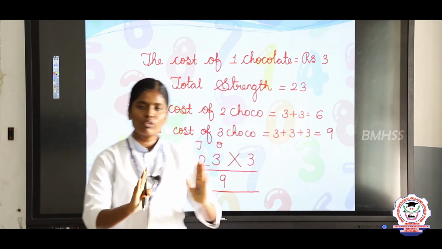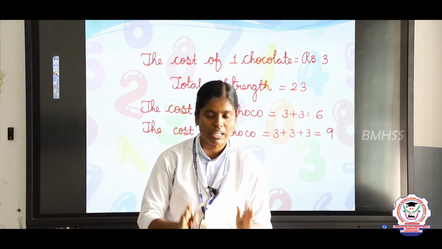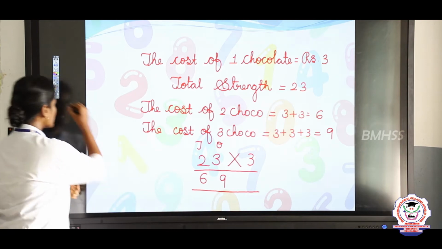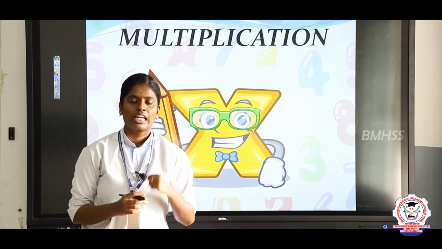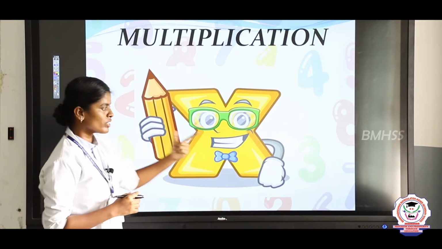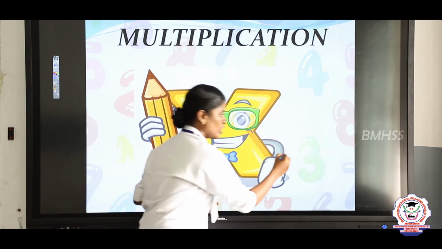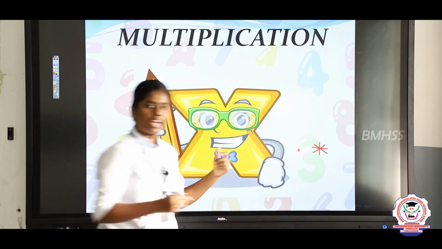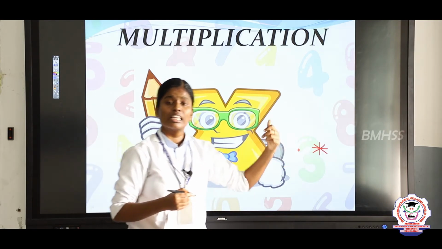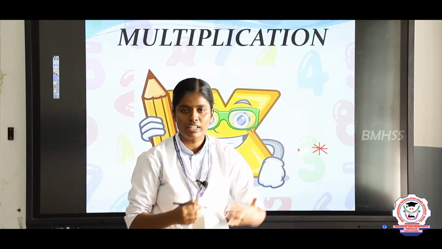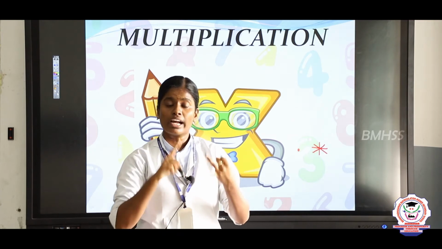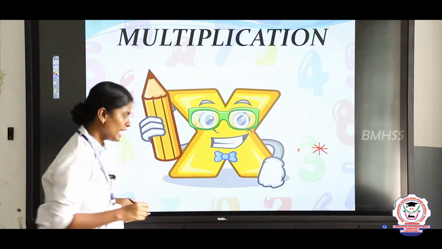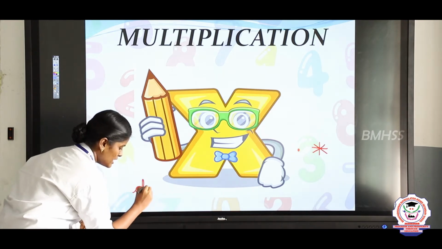I hope everyone knows what our today's topic is. Our today's topic is multiplication. The symbol for multiplication is x, and then dot, and then asterisk. The multiplication sign is also called the dimension sign or time sign.